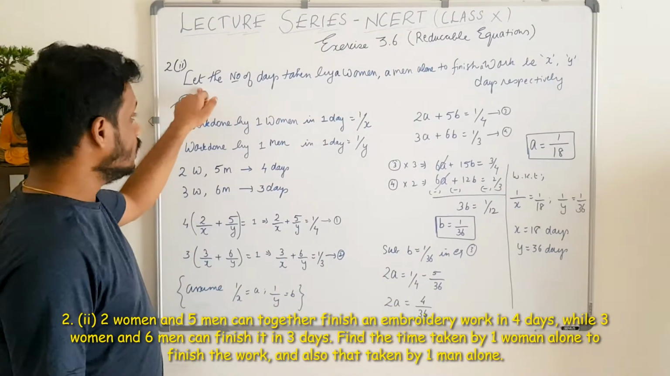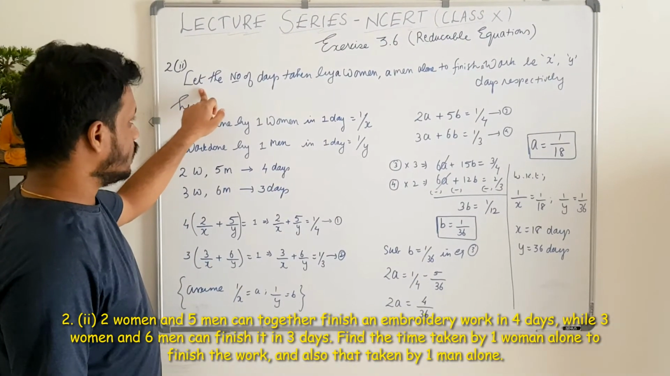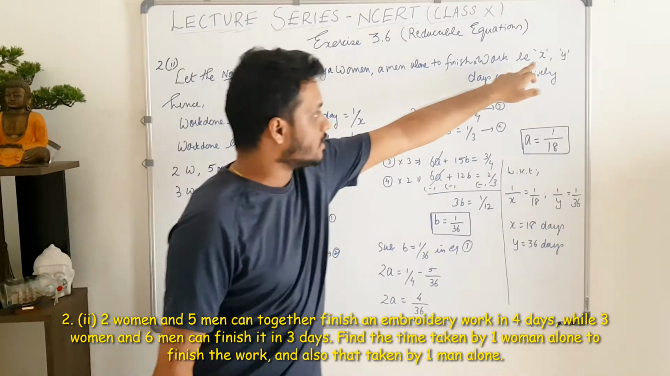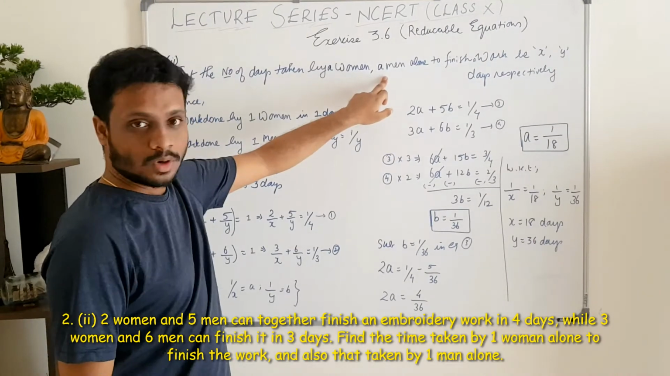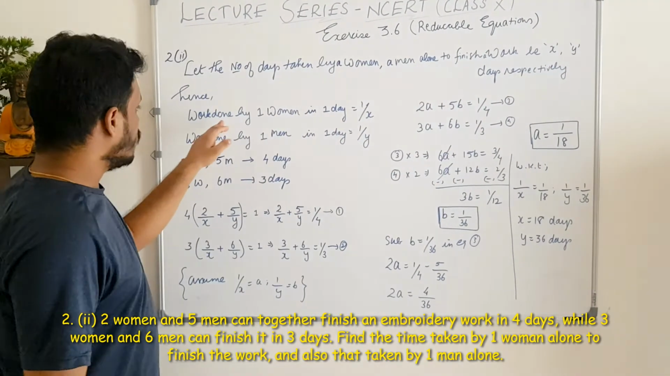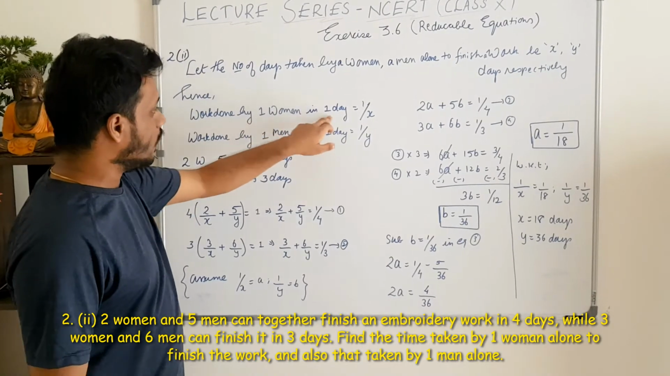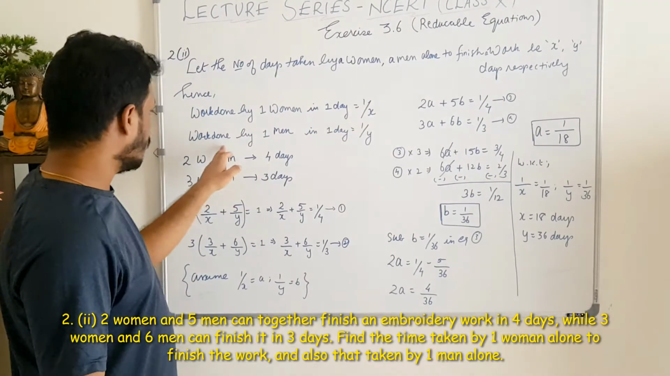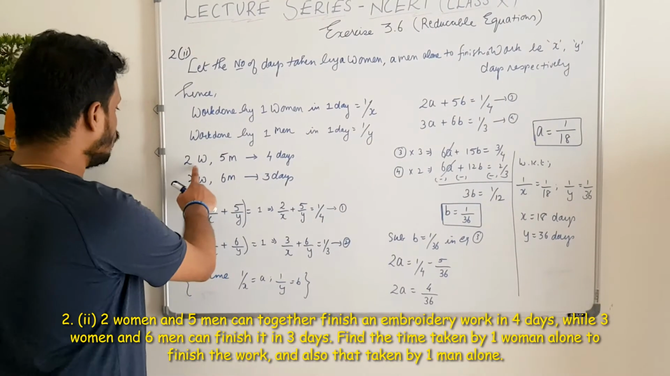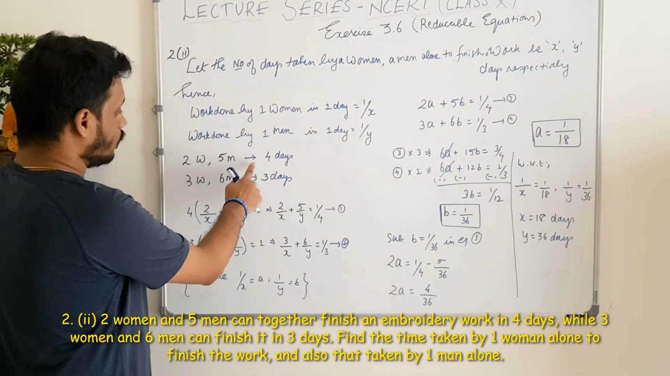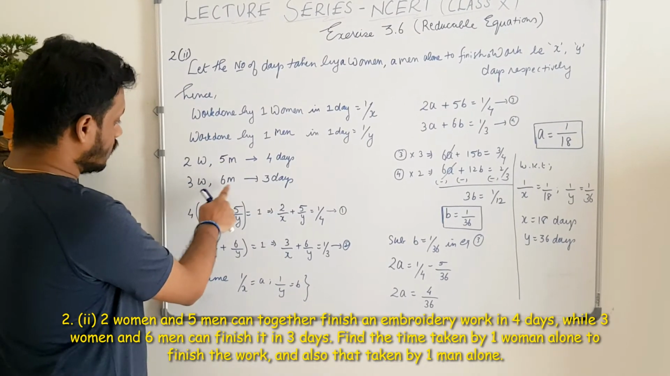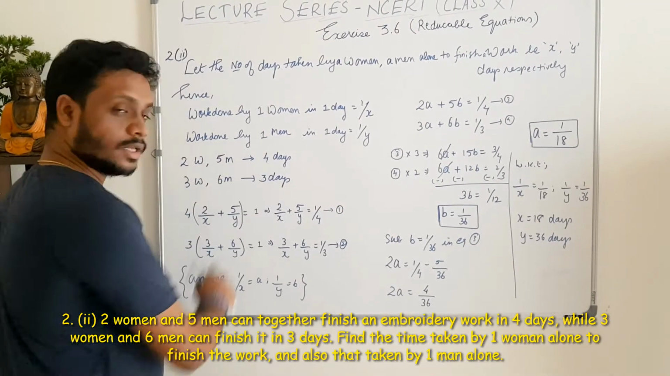Second subdivision. So here we are making an assumption that if only a woman does a work, she will complete the work in X days, and if a man does a work alone, he can complete the work in Y days. So according to the question, the work done by one woman in one day would be 1 by X and the work done by one man in one day would be 1 by Y. They say 2 women and 5 men can together complete it in 4 days. And in another situation, 3 women and 6 men can work together and finish the work in 3 days.